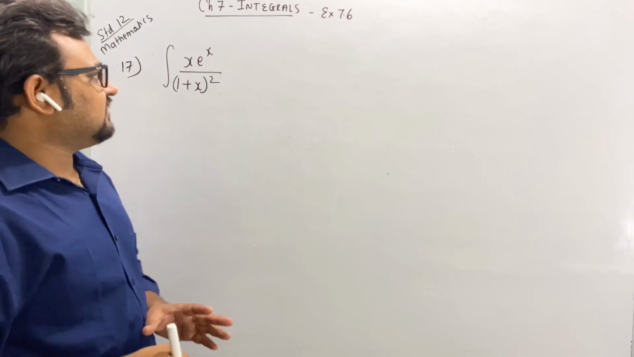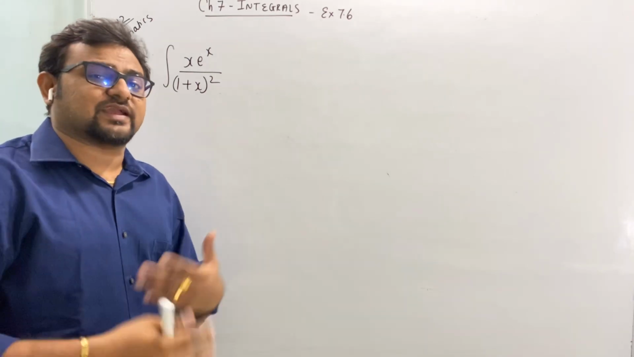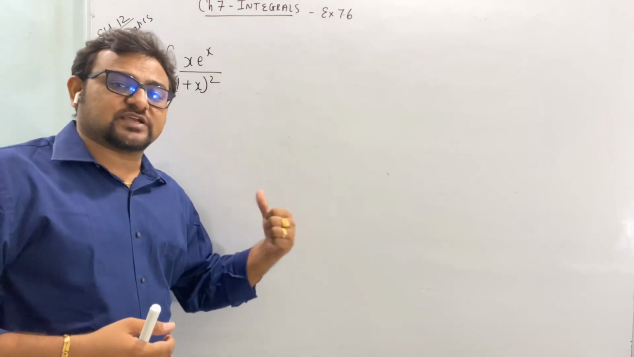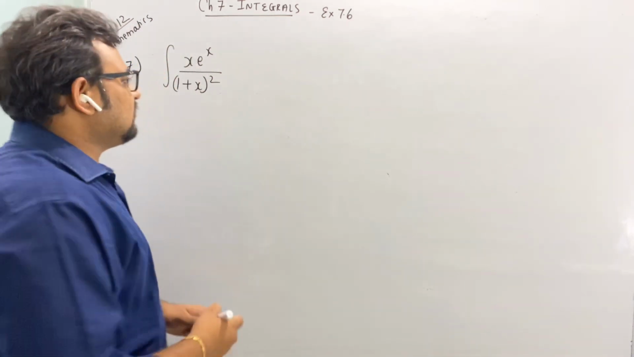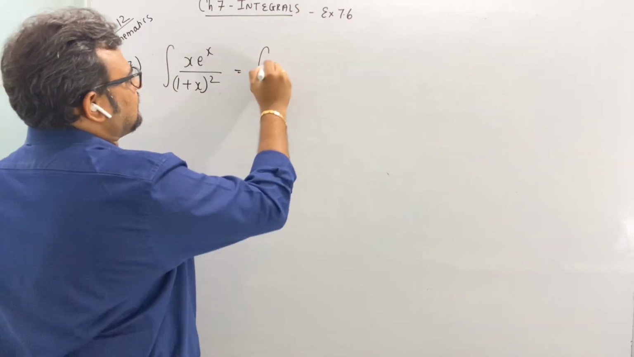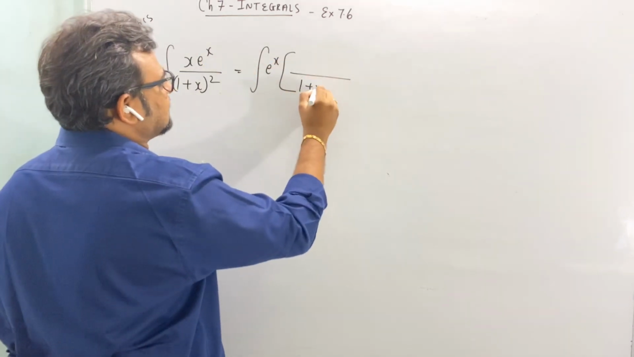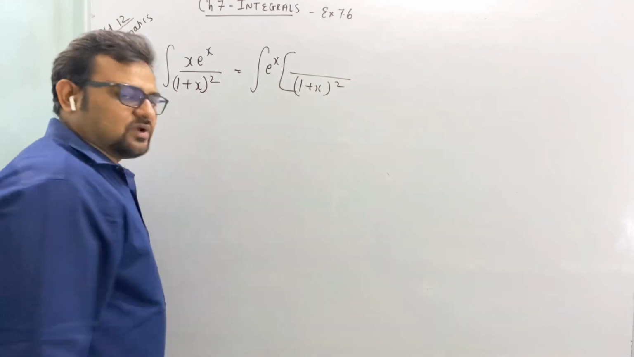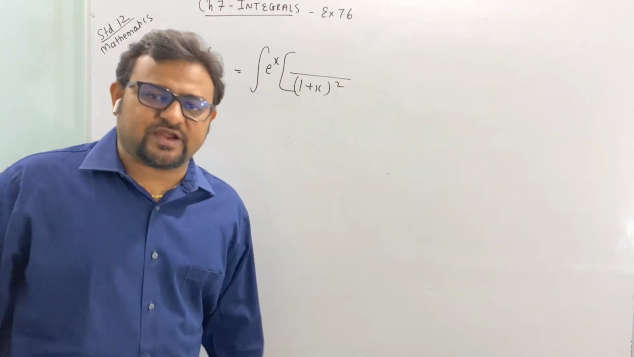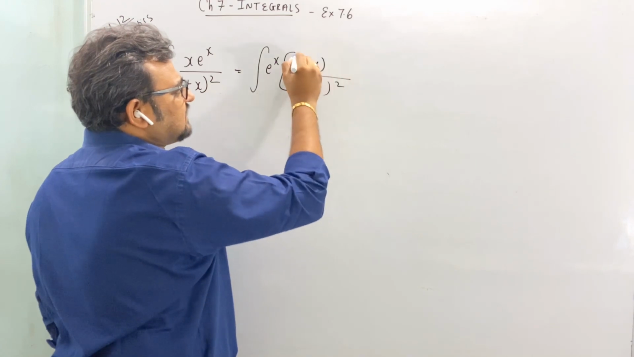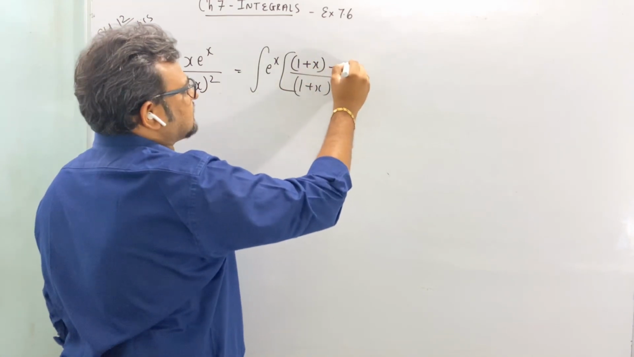So remember, students, whenever there is e raised to x, you have to think whether it is the type of sum e raised to x [f(x) plus f'(x)]. So what I will do here, e raised to x, now it's (1 plus x) whole square. I will split the numerator, it's x. So what I will write down? 1 plus x minus x.